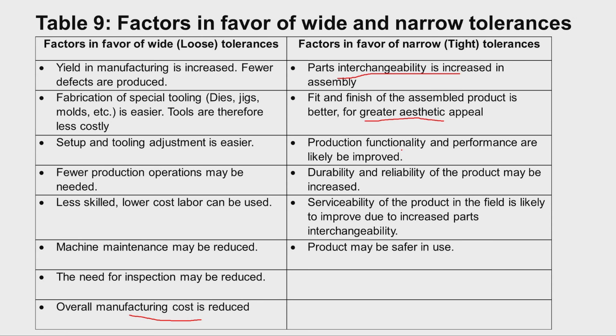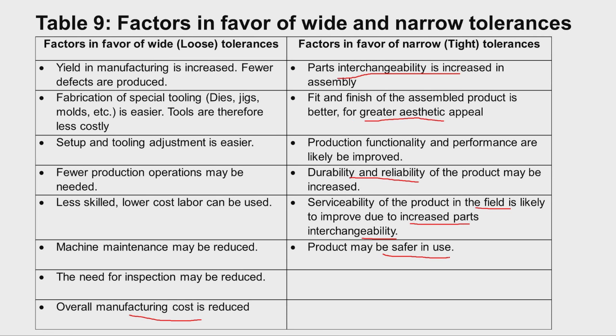And then product functionality and performance will be improved, and the products produced will be durable and reliable in service. The serviceability of the product in the field is likely to improve due to increased part interchangeability. That means the components to be replaced are readily available in the market, like bearings, belts, taper pins, different kinds of fasteners. So, we can purchase them and replace them. So, the interchangeability aspect will improve, and the product will be safer to use.